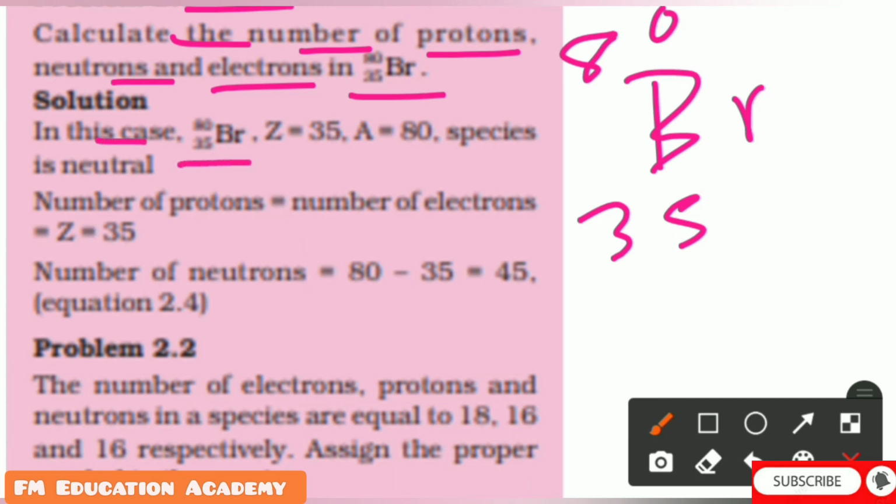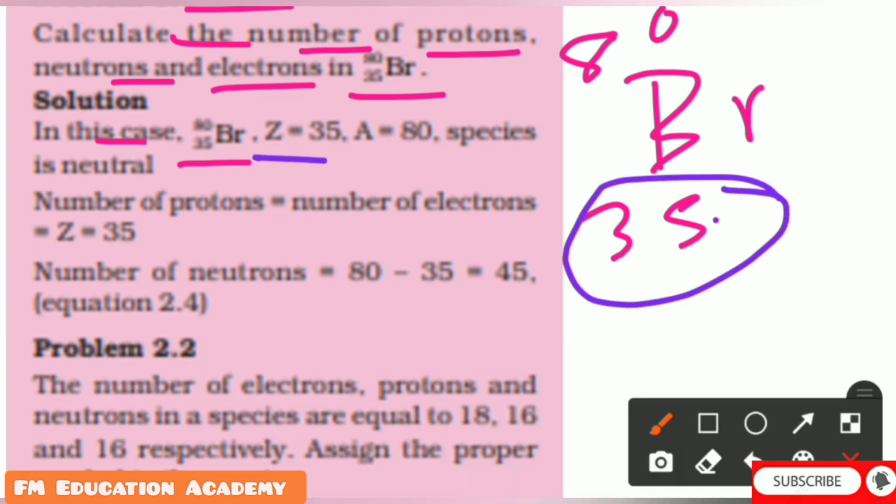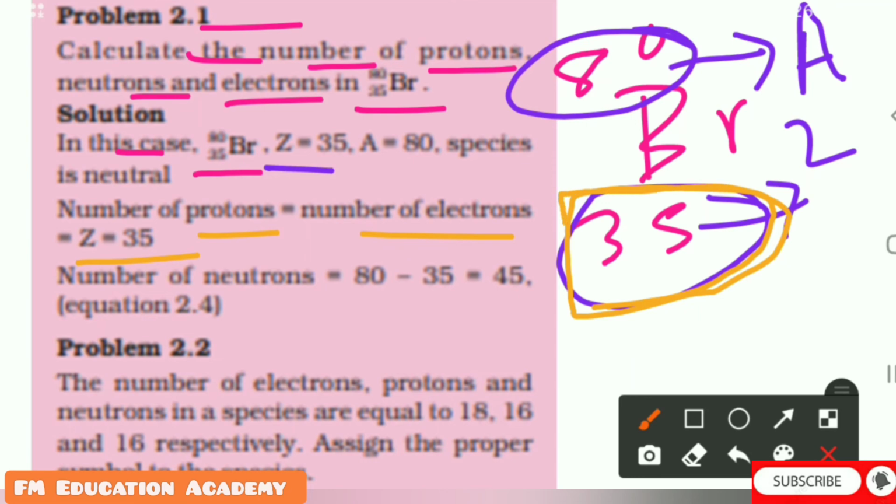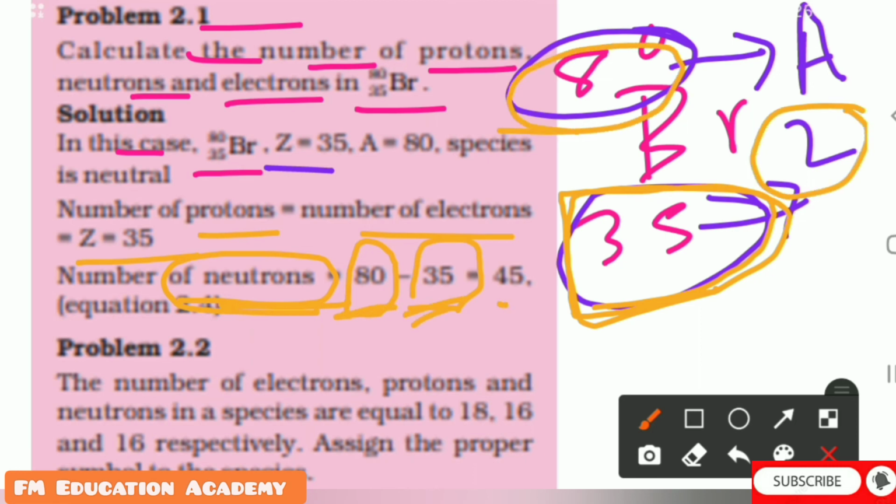So in this case we can say bromine is 35, 80, which means the atomic number of bromine is 35, that is Z, and the mass number of bromine is 80, that is A. So how many will be the number of protons and the number of electrons here? We can say the number of electrons and the number of protons are 35. So the number of neutrons will be equal to the mass number minus the atomic number. The mass number here is 80 minus the atomic number 35. So the number of neutrons is equal to 45.